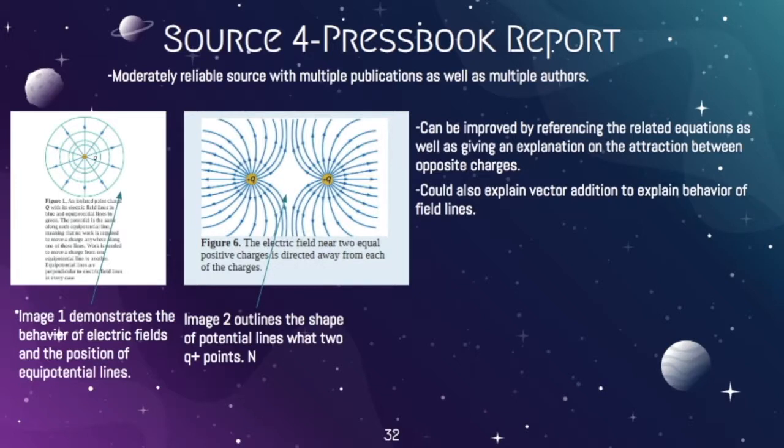Pressbook as a source can be improved by referencing the related equations as well as giving an explanation on the attraction between opposite charges. The source should also explain vector addition in order to explain the behavior of field lines. Image 1 is useful. As you can see, Image 1 demonstrates the behavior of electric fields and the position of equipotential lines. In Image 2, it outlines the shape of potential lines with 2 Q+ points. Note that the curvature of repulsion is a result of the addition of vectors, hence why they never meet.